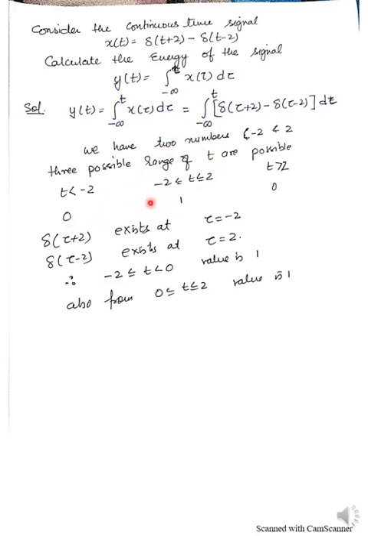So the complete answer for this question will be that the function will be 0 for t less than minus 2, it will have a value equal to 1 for minus 2 to 2, and for t greater than 2, it will be equal to 0.